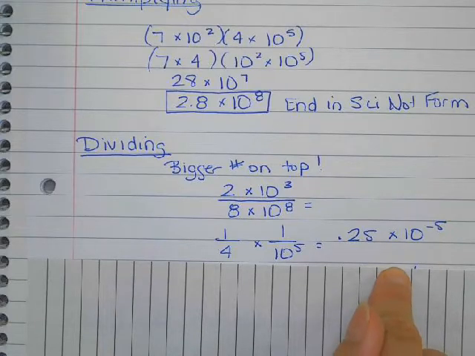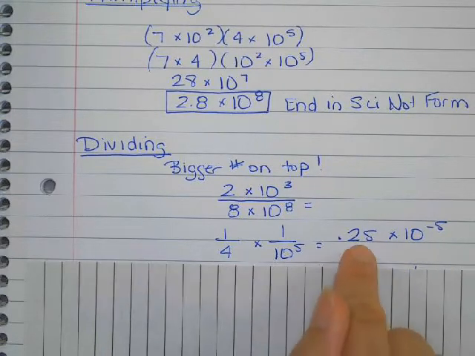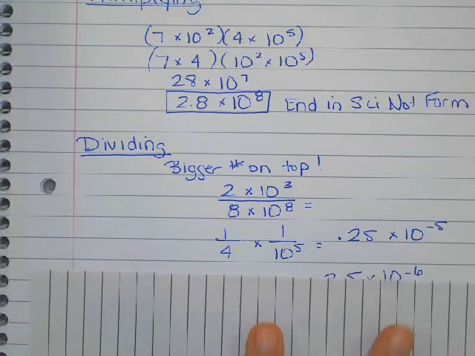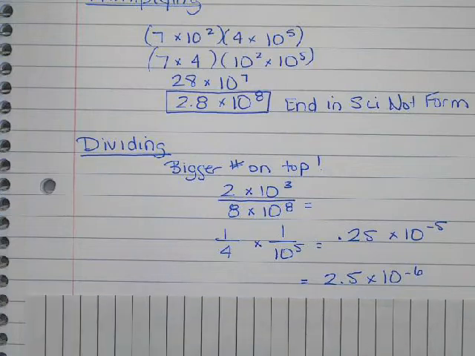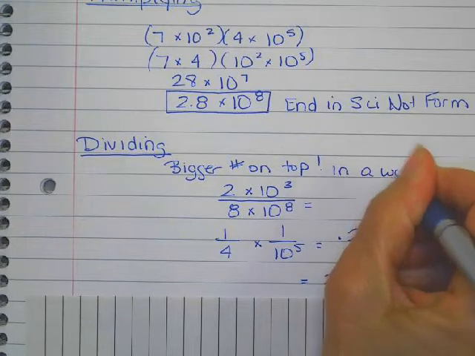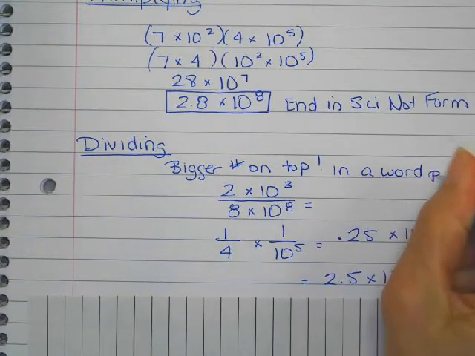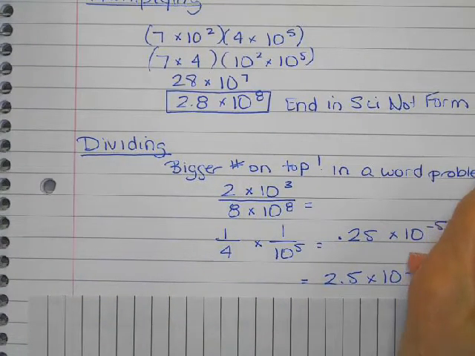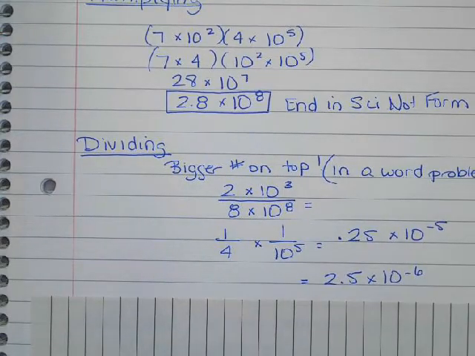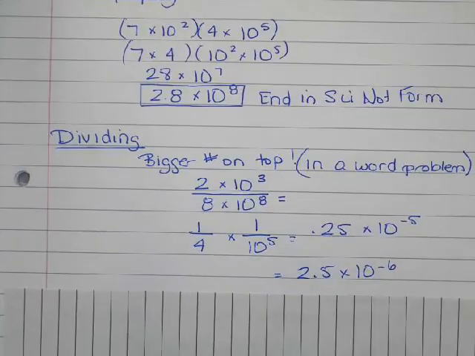Am I done? Not quite. 0.25, this number is going to have to get bigger, so this number is going to have to get smaller. You got it. And 10 to the -5 to get smaller needs to be 10 to the -6. So dividing, again, the bigger number I should put in a word problem. Okay. That's only in a word problem. Okay. All right. So that's multiplying and dividing.